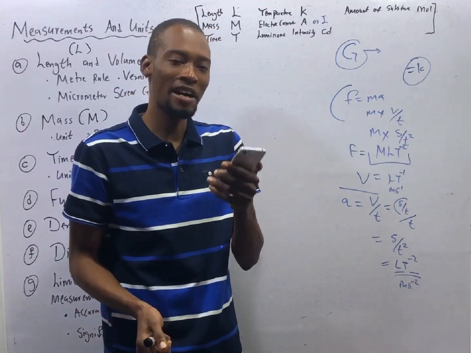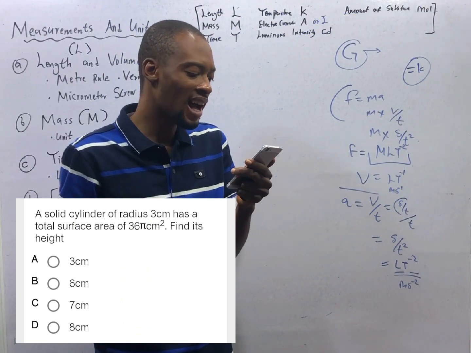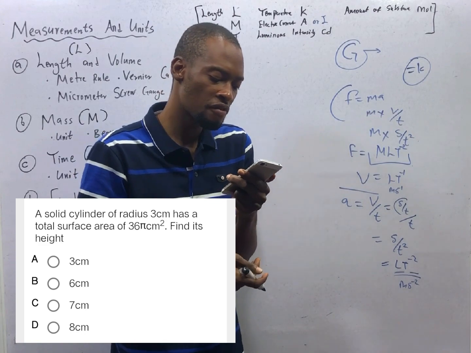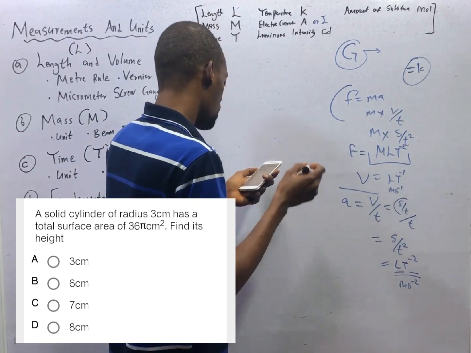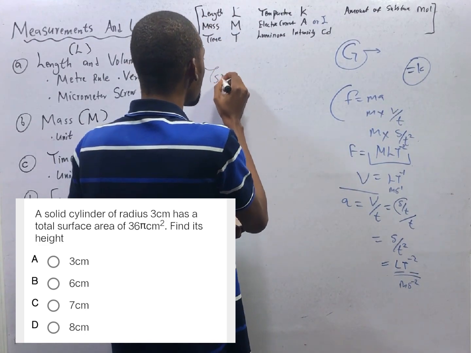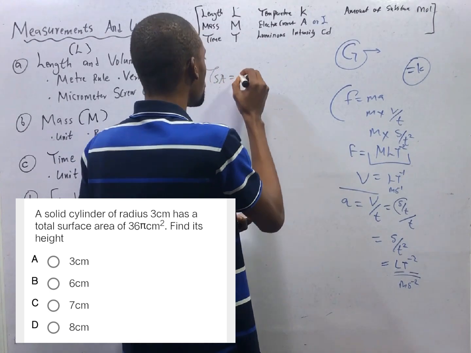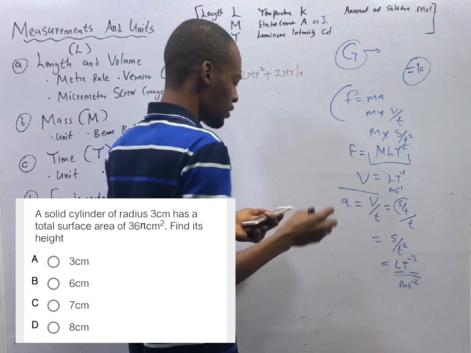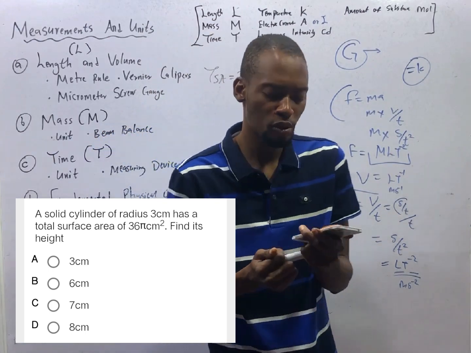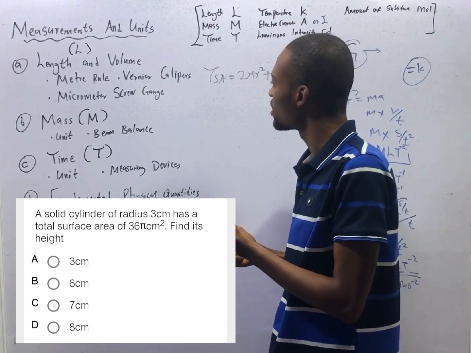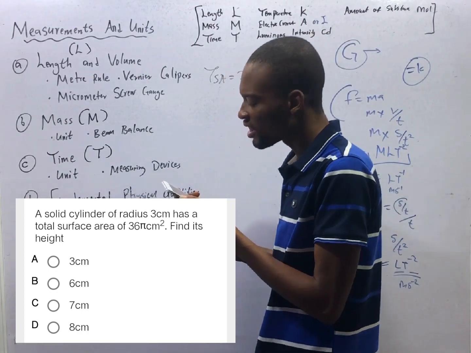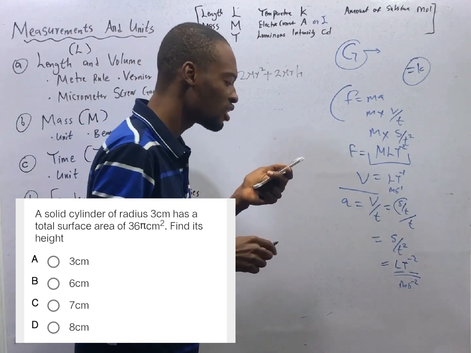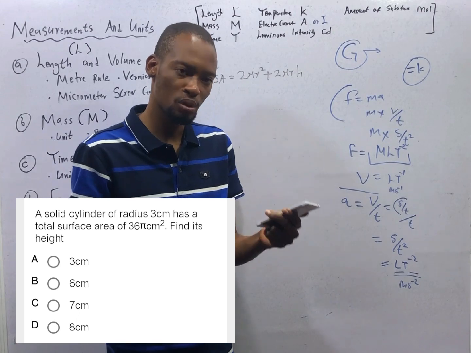A solid cylinder of radius 3 cm has a total surface area of 36 pi cm squared. Find its height. The total surface area of a cylinder, TSA, is equal to 2 pi r squared plus 2 pi r h. That is the total surface area of a cylinder. Now this is the height. We are given the total surface area to be 36 pi cm squared.